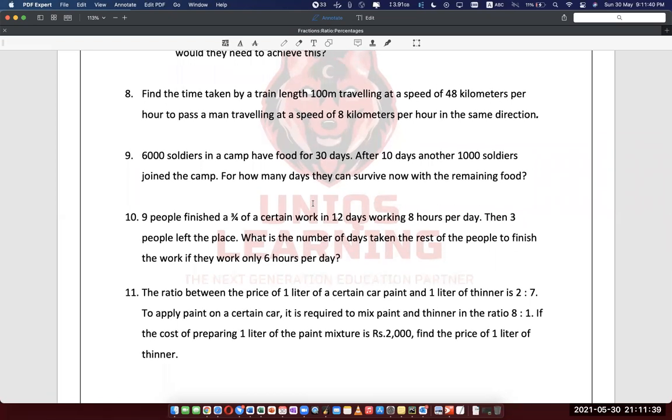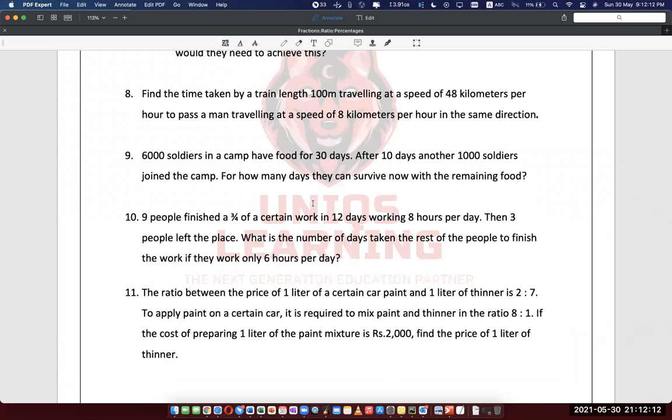Question number 9. 6,000 soldiers in a camp have food for 30 days. So let's write again our table format. Soldiers, 6,000 soldiers, and number of days, right? 6,000 soldiers in a camp have food for 30 days.